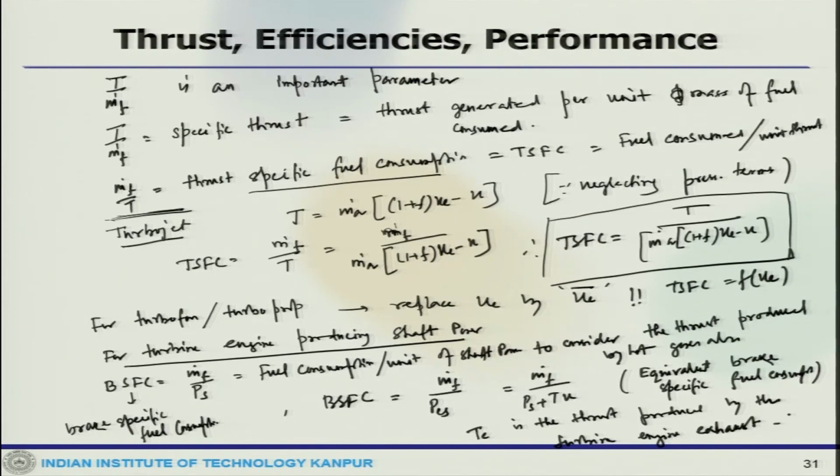Typically the engine brake specific fuel consumption would be in a range like 0.27 to 0.36 roughly kg per kilowatt hour. So, that is the typical value of BSFC. So, you can see how TSFC and all these things can be calculated, and also the BSFC and range. So, we will stop here and continue this discussion in the next lecture.